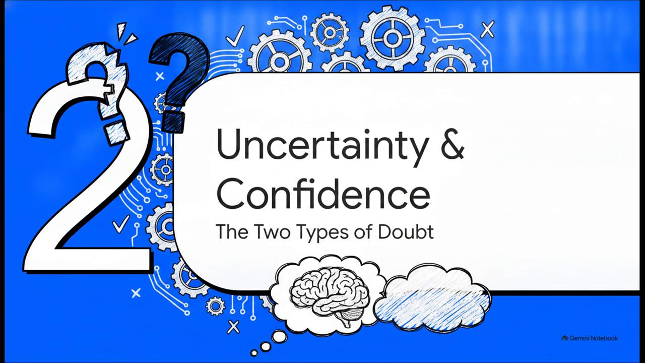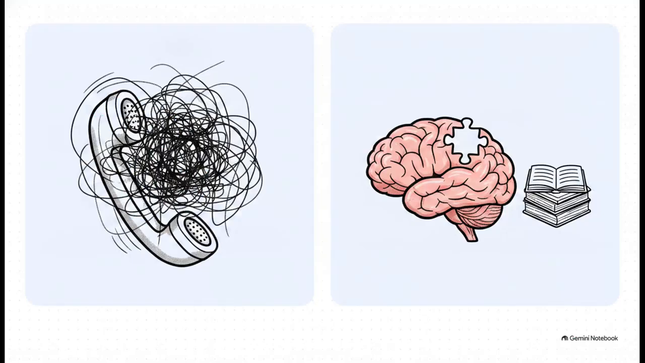Moving right along to section 2, uncertainty and confidence explained, the 2 types of doubt. You see, to interrogate an AI effectively, we first have to understand the 2 very different types of doubt it experiences during text generation. Because, spoiler alert, not all uncertainty is created equal. The contrast here is really fascinating.